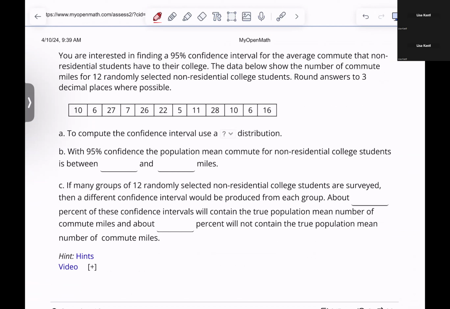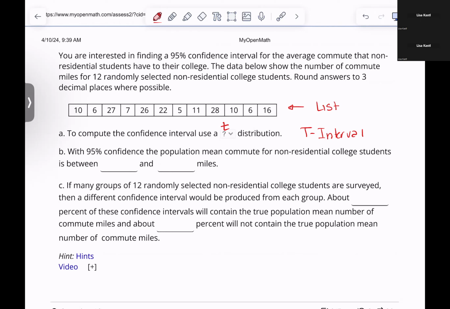Get back to the correct one. So you would use a t-distribution, and you would just use a t-interval for the data. So put this in a list, and then do a t-interval based on your data.